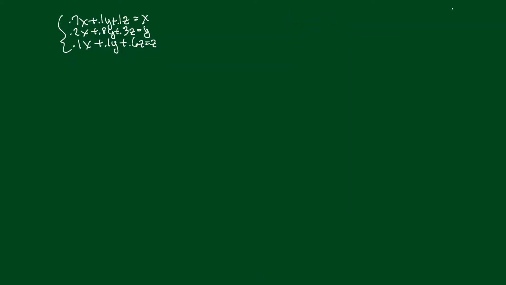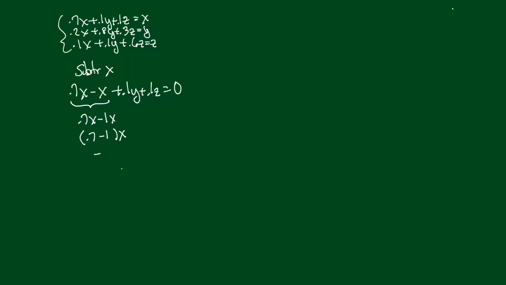So let's start here by subtracting x. Now, be careful when you do this. Look what we've got. We've got 0.7x minus x, and then plus 0.1y plus 0.1z equals, and then on the right side, x minus x, that gives us a 0. Now, be careful here. This is 0.7 minus 1, right? Really, it's 0.7x minus 1x. So this is really, if you factor the x out, what have you got? 0.7 minus 1, which is negative 0.3x.